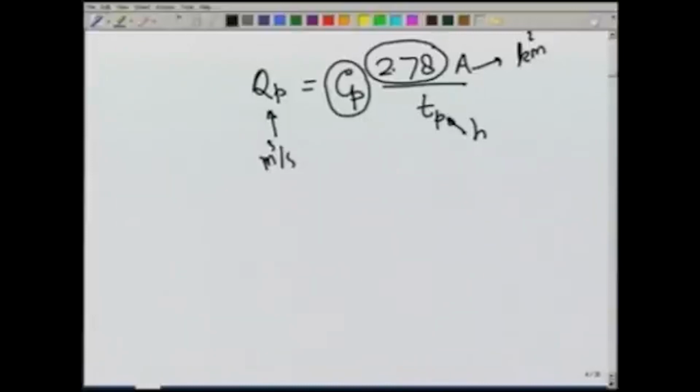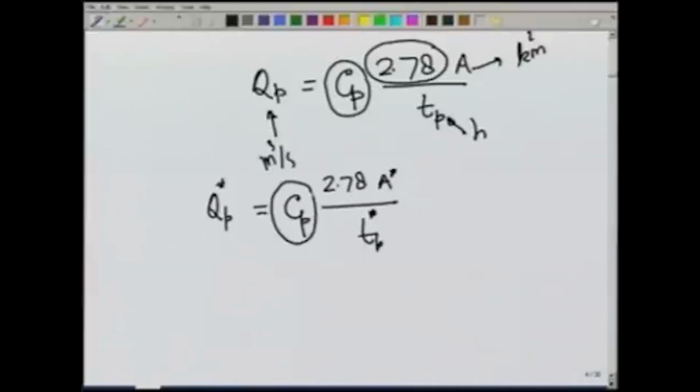So, we know the value of Qp star, we have the value of A star, and we also have the value of Tp. So, we can write Cp, and since everything else is known, we can obtain Cp for B and assume that the same Cp holds good at A also, and same as Cp for A.